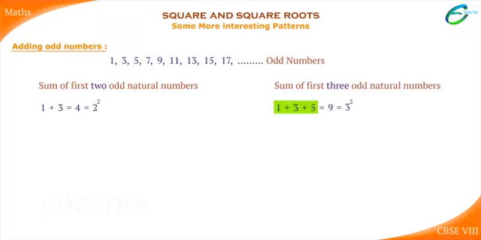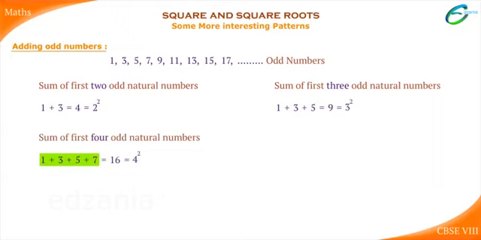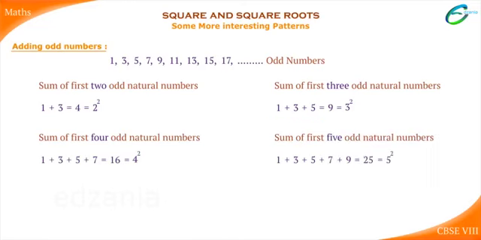Similarly, what would be the sum of the first three odd numbers, which are 1, 3, and 5? 1 plus 3 plus 5 is equal to 9. 9 is nothing but the square of 3. And the sum of the first four odd natural numbers, 1 plus 3 plus 5 plus 7, is equal to 16. 16 is the square of 4. The sum of the first five odd natural numbers, 1 plus 3 plus 5 plus 7 plus 9, is equal to 25, which is equal to 5 square.